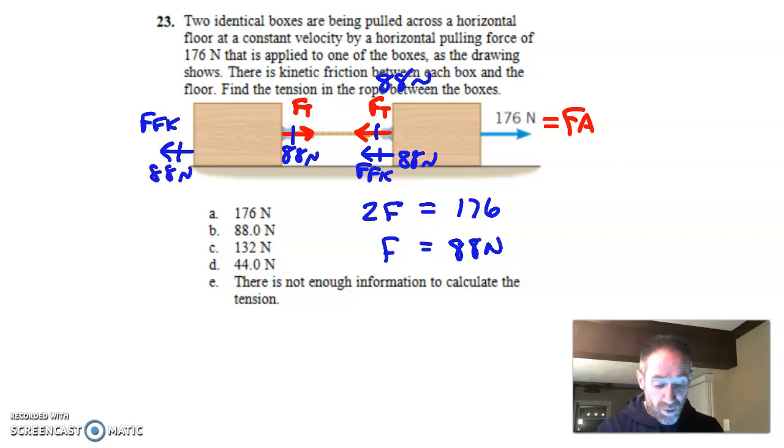They were asking what's the tension in the string between the boxes. Hey, it's 88 newtons. So I hope that you learned a little bit about coupled masses, and maybe you feel even better than you did at the end of video 1, certainly better than before you watched video 1.